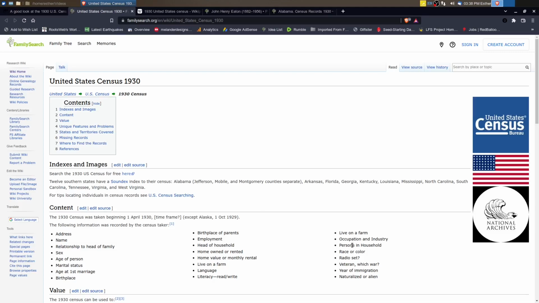Probably the most unique question on the census is, did you have a radio set? Which was the first time that the census asked a question about technology in the home. So that's an interesting question.